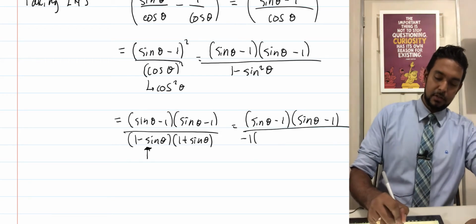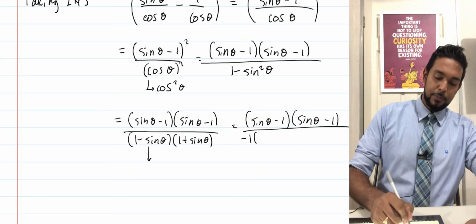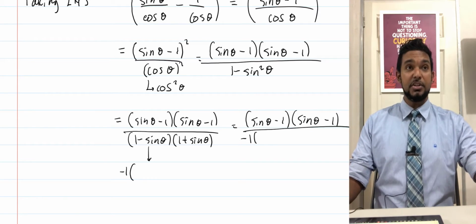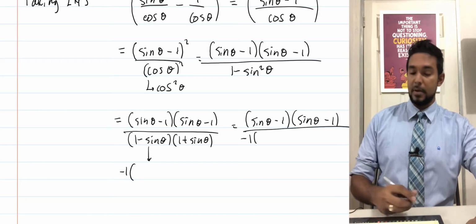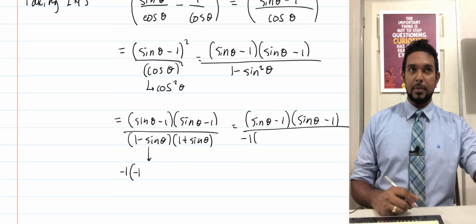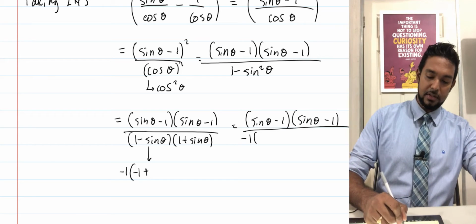Let's just take a look below. So if we pull out minus 1 as a common factor, what do we do to get the inside of the bracket? We divide each item by the common factor. 1 divided by minus 1 will give us minus 1. Minus sine theta divided by minus 1 will give us plus sine theta.